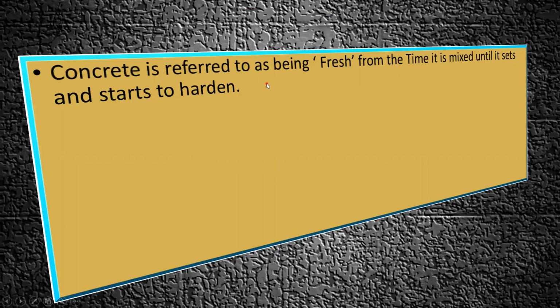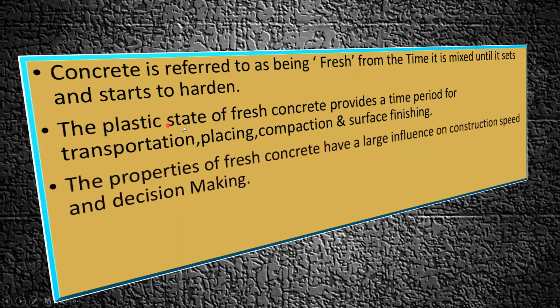Next, the plastic state of fresh concrete provides a time period for transportation, placing, compaction, and surface finishing. That means whenever my concrete is fresh in nature, what is going to happen? I can do the transportation easily. That means there is no setting in the concrete. I can easily place my concrete in the foundation or maybe in the column or maybe in the slab. Then also I can do the compaction of that, and then finally I can do the finishing of that, right?